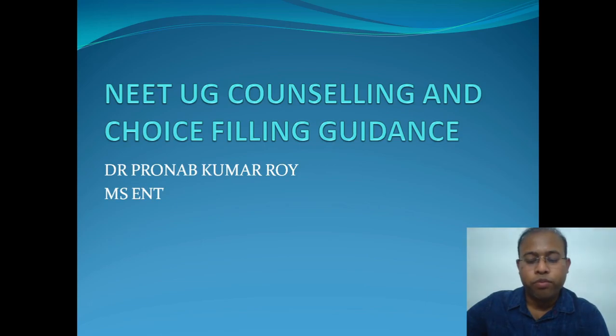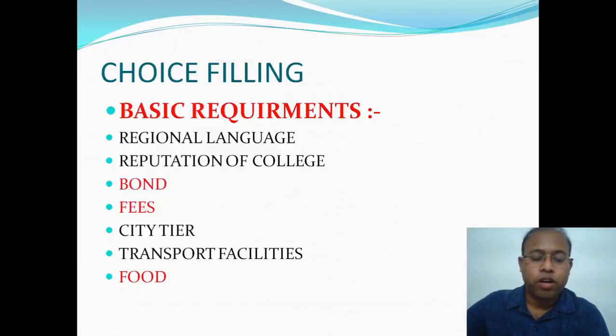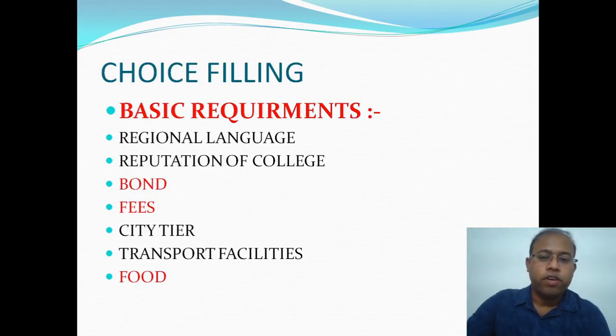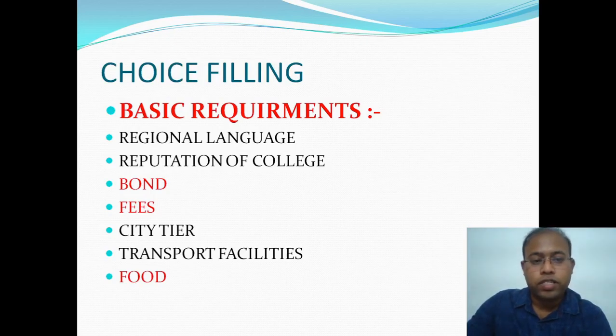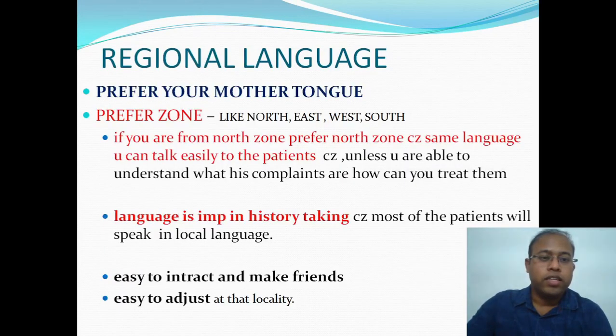We will proceed with the following slides: what points you should focus on before making the list, like what the basic requirements are. You should give emphasis to the regional language where the institute is situated, what language is preferred at that place, then the reputation of that college, the bond status of that state, and the fee structure of that college. Also at what tier the college is situated, whether it is tier 1, tier 2 or tier 3, what transport facilities are available there, and what the food culture of that particular place is.